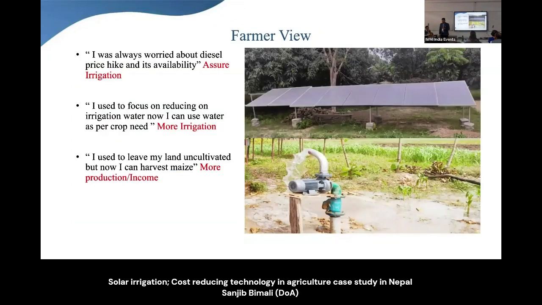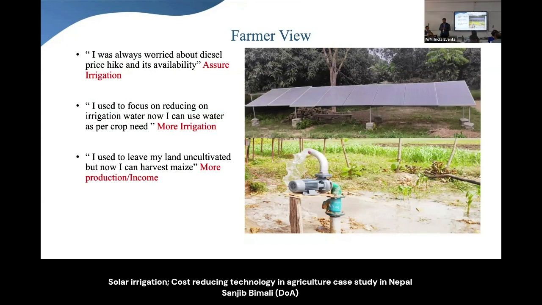Next, please. In that area, the farmer is saying, I was worried about the diesel price and its availability. In Nepal, the price of diesel was really high. Due to that, the cost of irrigation is high, and at the same time, the availability of diesel is not assured. So farmers feel more assured after the installation of the solar pump.